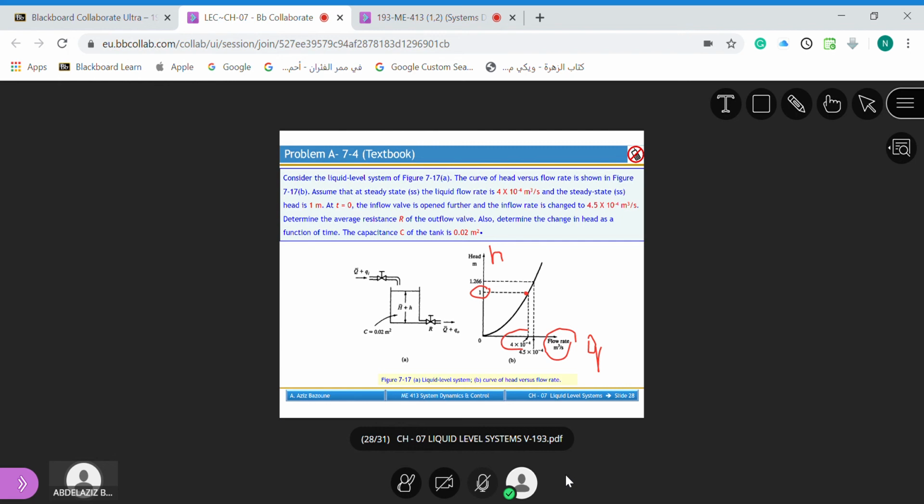At time t equal to 0, the valve is opened. They opened the valve, and further the inflow rate is 4.5, meaning the inflow rate increased from 4 to 4.5 times 10 to the minus 4 meter cubed per second. Determine the range, the average resistance R of the flow rate. The average resistance, if you remember from the beginning, we defined it to be delta H over Q.